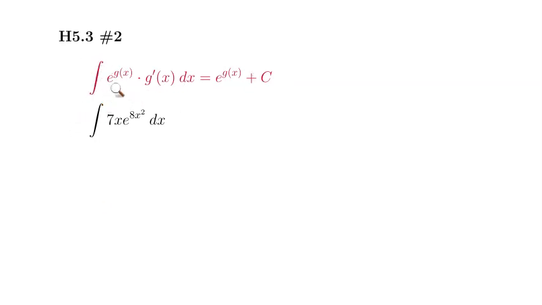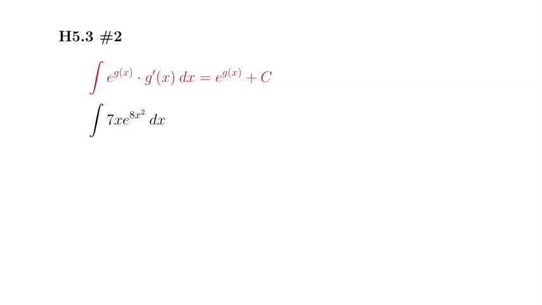We have the integral of e to the g of x times g prime of x is equal to e to the g of x plus c. We're going to try to fit the exact format here. It looks like we have e to the 8x squared, so I'm thinking g of x is going to be 8x squared. I'm going to put this one in front.